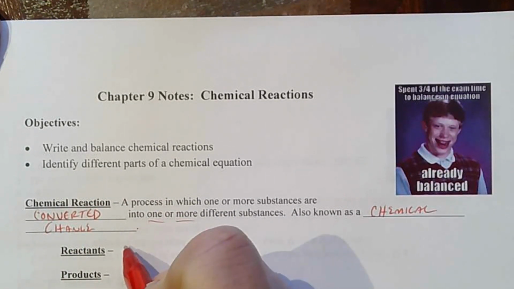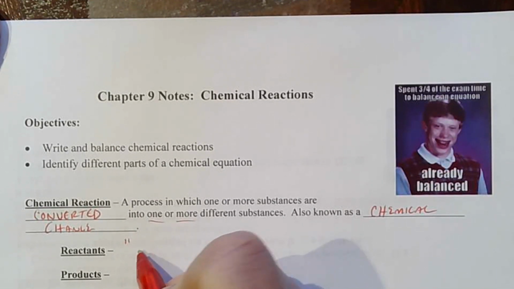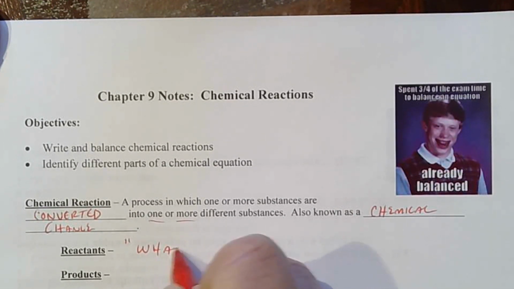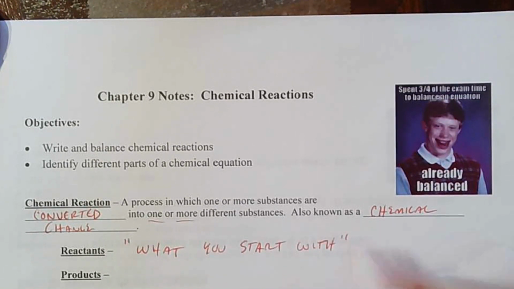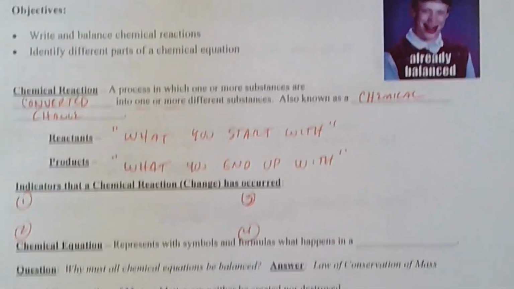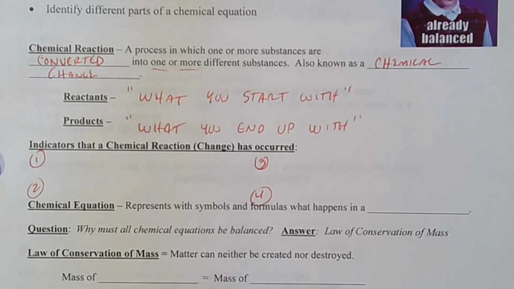And just loosely defined, reactants can be viewed as what you start with, and products defined as what you end up with. To use an analogy like cooking, reactants are like your ingredients, products are what you end up with. And you've also learned 4 signs or 4 indicators that a chemical reaction has occurred earlier this year.